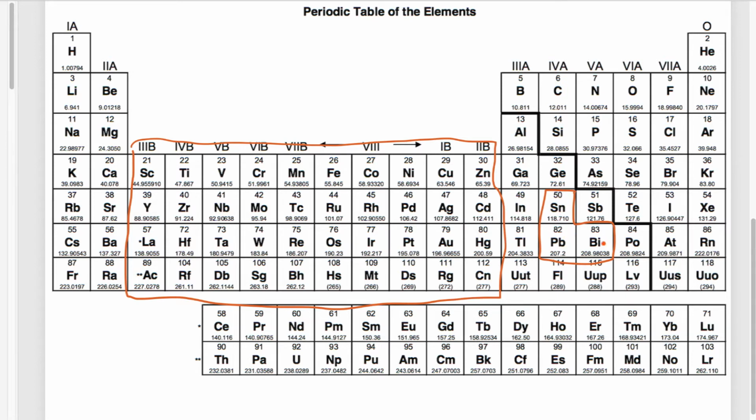Tin, lead, bismuth, these tend to vary in charge. Most of the transition metals vary in charge. For example, for iron, you can see a +2 and a +3 charge on iron. And so when we have that kind of situation, then we have to use a Roman numeral in the name to indicate what charge we're looking at.